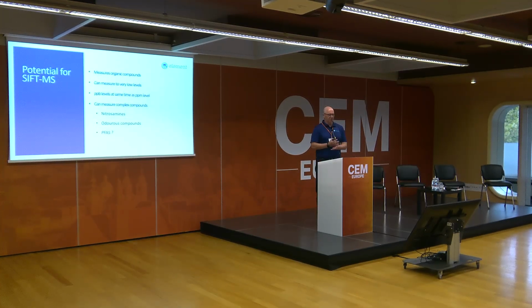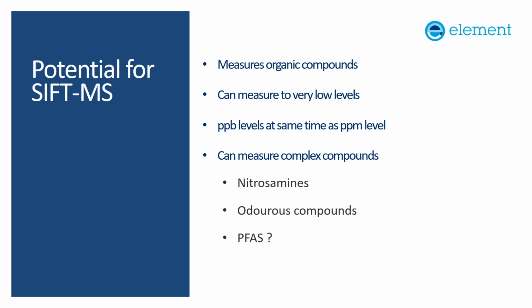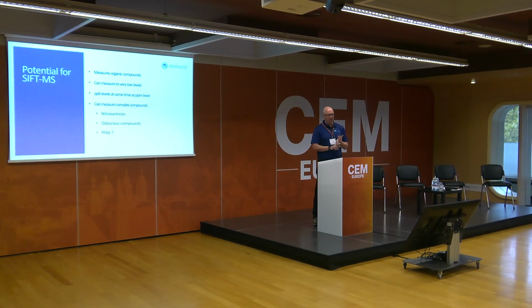So the potential was it can measure organic compounds at very low levels. It can measure ppb at the same time as maybe ppm in other compounds. We knew it could do nitrosamines. They were already in the library. Odorous compounds, we'd used it for some projects on that. So the question was, can it measure PFAS?